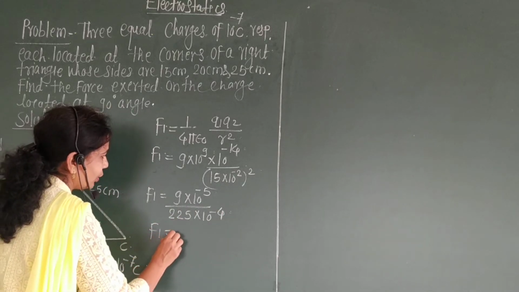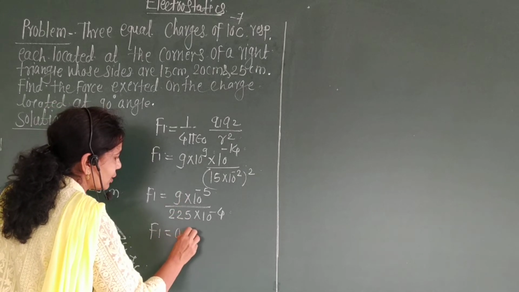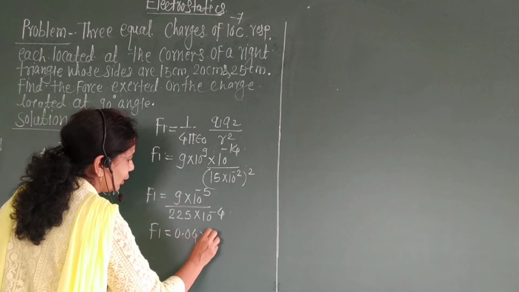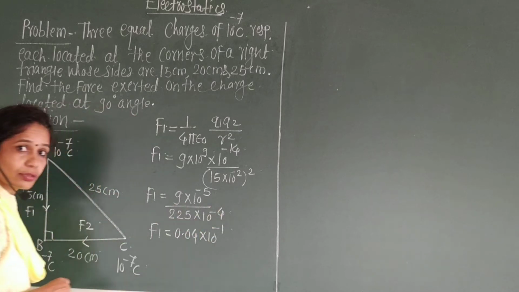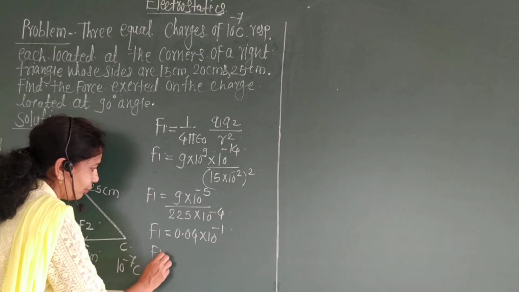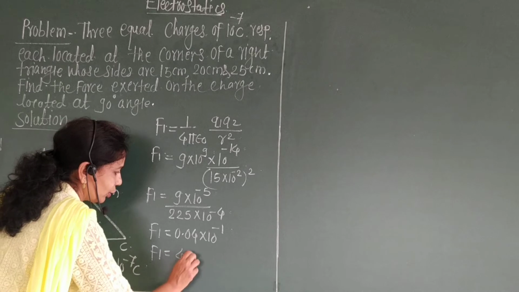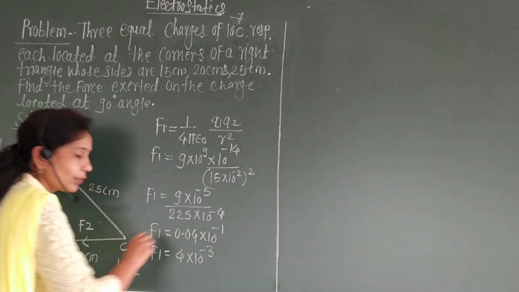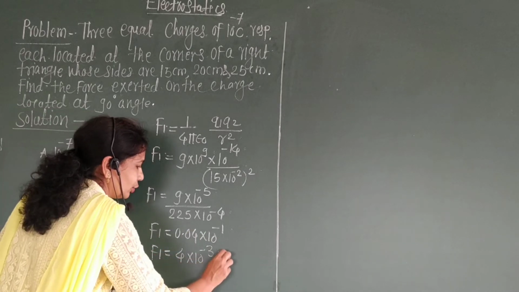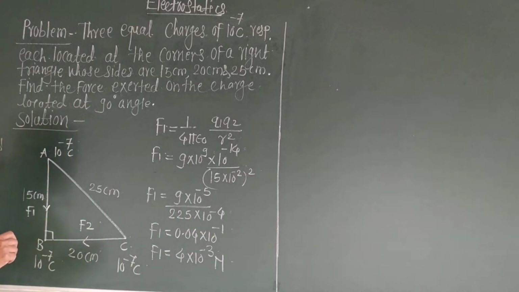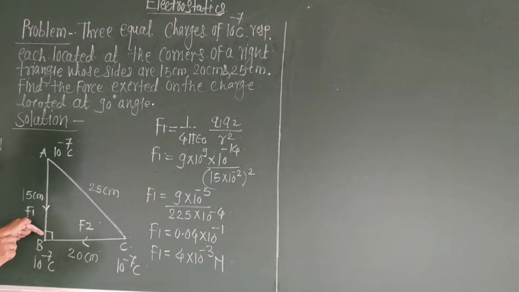Therefore, F1 is 9 upon 225, which is 0.04 into 10 raised to minus 1. Therefore, F1 is equal to 4 into 10 raised to minus 3 Newton. This is the force exerted on B due to A.